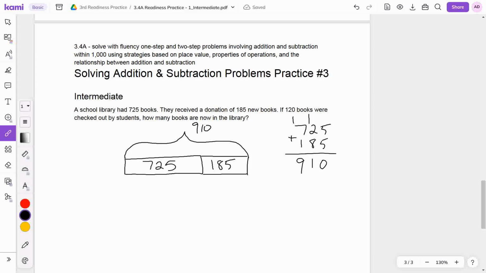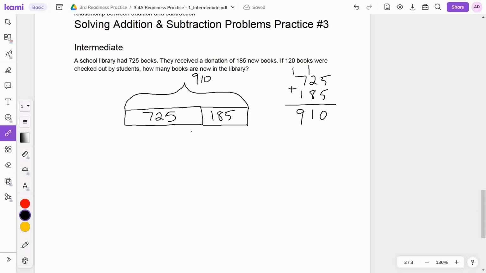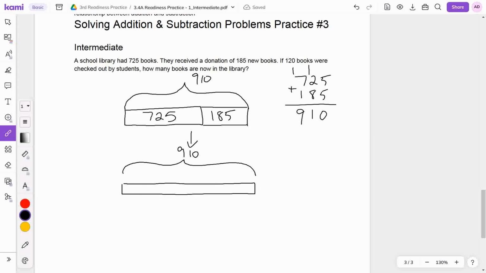Now, rather than making one whole strip diagram, sometimes we like to draw two different strip diagrams. So what I'm going to do is draw a little arrow saying I'm going to take my 910 and use that as my new total because that's how many books I have. I'm going to fuse them into just a new total of 910. But now I want to break it up into two parts here because 120 are checked out. And then my question is, how many books are left?